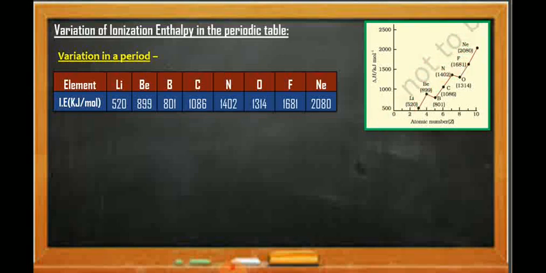So what is the general trend? How does ionization enthalpy vary along the period? Ionization enthalpy increases along the period. Just recall how atomic radius varies. Atomic radius decreases along the period. This we discussed in the last class. But ionization enthalpy increases along the period.